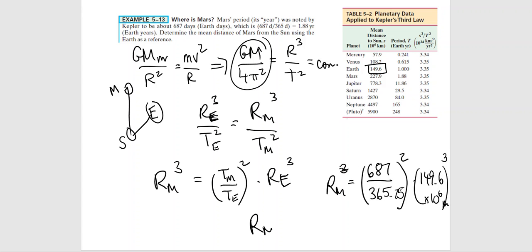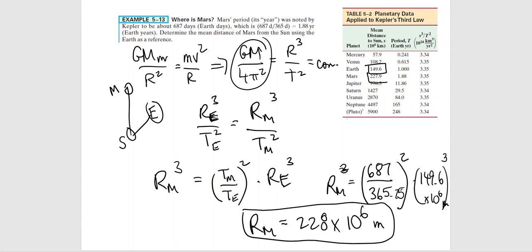So we find that our distance to Mars is 687 divided by 365.25, and that's what they told us, we have to square that. And then 149.6 times 10 to the 6, and we have to cube that. Multiply that, and then take the cube root. Let's see if this works. Flip it over, raise it, 227, let's call it 228, 228 times 10 to the 6 meters. That's where Mars we think should be. Where is it? Pretty darn close.